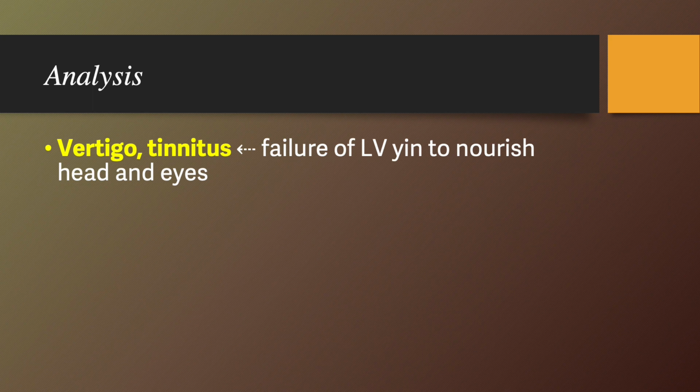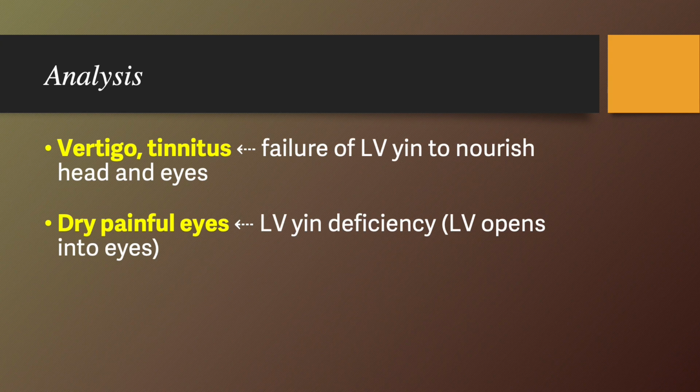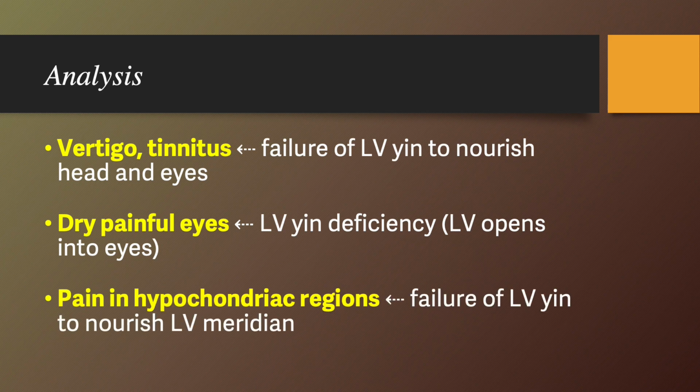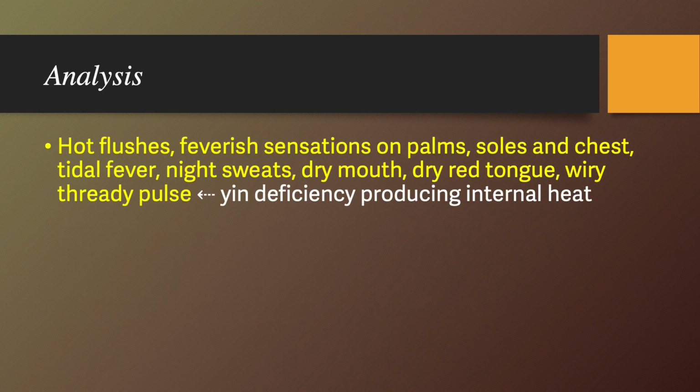Failure of liver yin to nourish the head and eyes may cause vertigo and tinnitus. Since the liver opens into the eyes, liver yin deficiency causes dry, painful eyes. Failure of liver yin to nourish the liver meridian may cause pain in the hypochondriac regions.